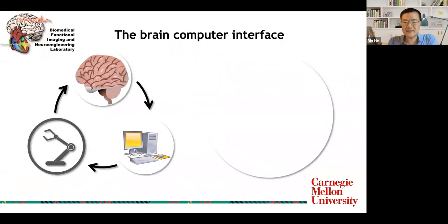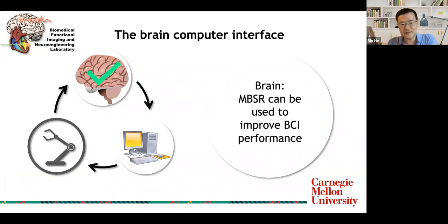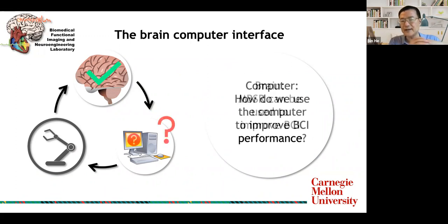So let's look back at this brain-computer interface. We know there is the brain and the computer, or the external device. We already discussed how MBSR or meditation training can be used to improve BCI performance, which is a brain science contribution to BCI. The next question is, what about the computer? How do we use the computer to improve BCI performance? First of all, I want to mention there are numerous research labs in the world at this time working on advancing various algorithms.